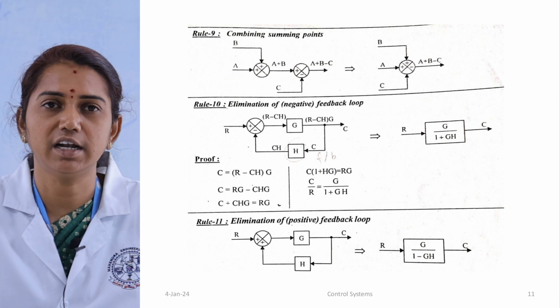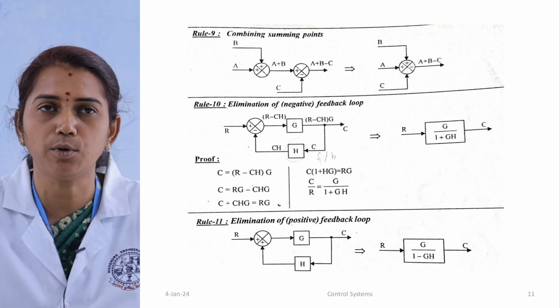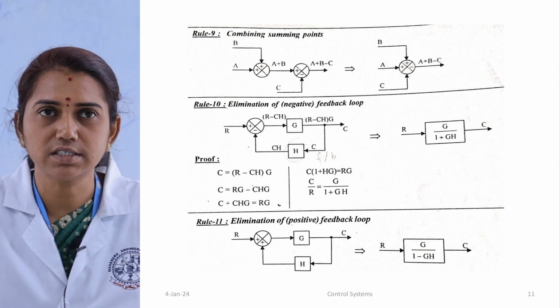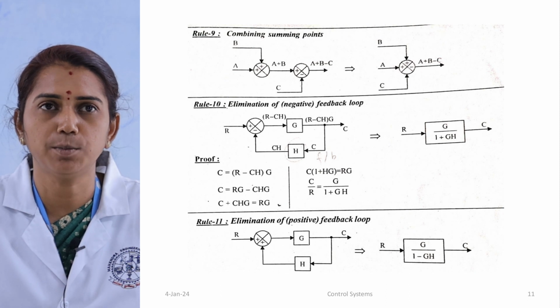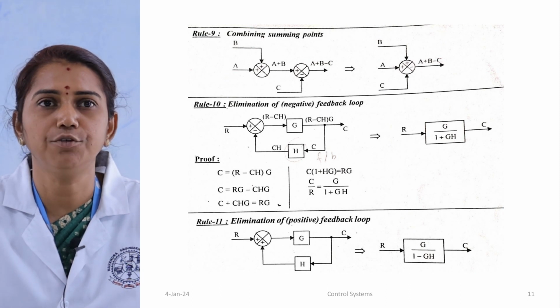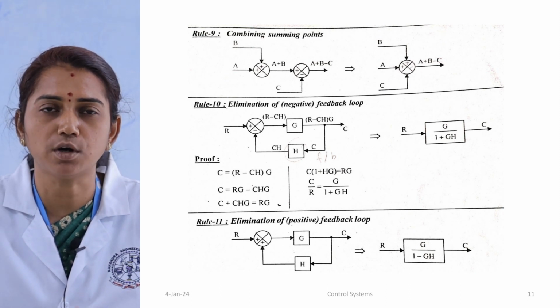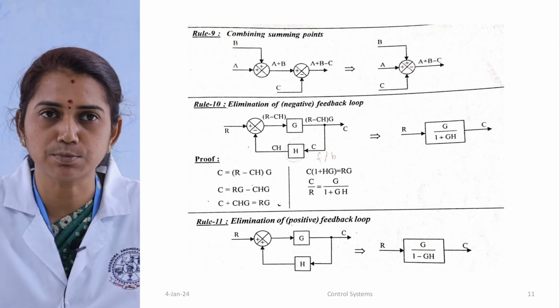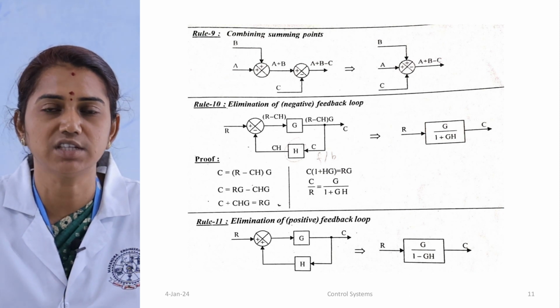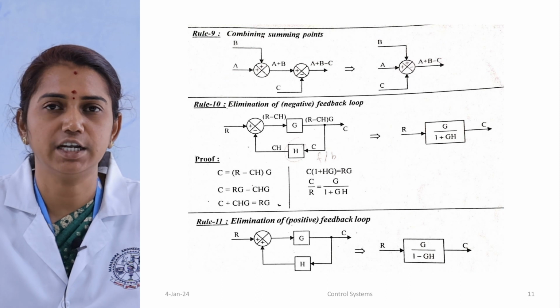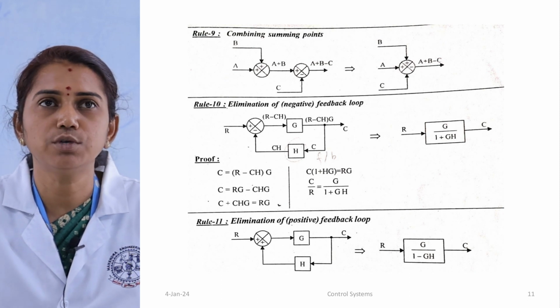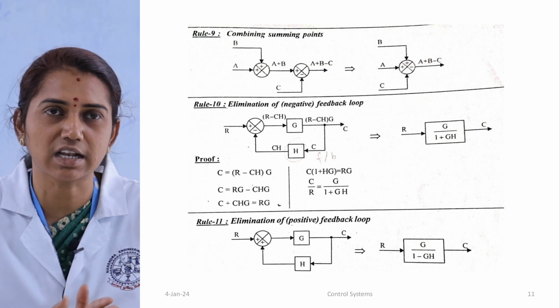In rules number 10 and 11, we are just denoting with the help of a summing point. If it is negative, the final answer will be positive in elimination of a negative feedback loop. Same in elimination of a positive feedback loop, it has been given as positive. So the final transfer function with a single block will be in a negative one. Next, we are going to see one problem by using these 11 rules.